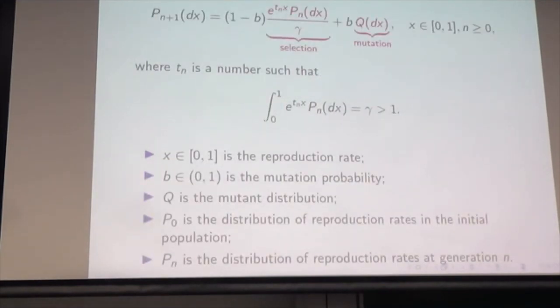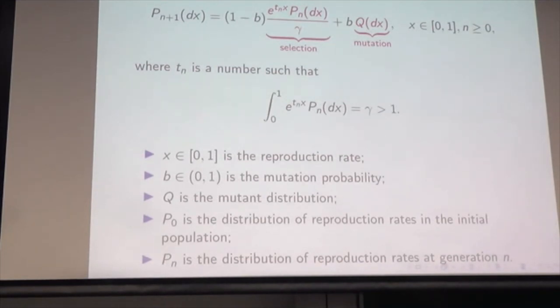Now comes the continuum model. It's basically a dynamic system. P_n is the distribution of the reproduction rate at generation n, and P_{n+1} is the distribution of the reproduction rate at generation n plus 1. This dynamic system tells you how to update from P_n to P_{n+1}. So how do we update this?